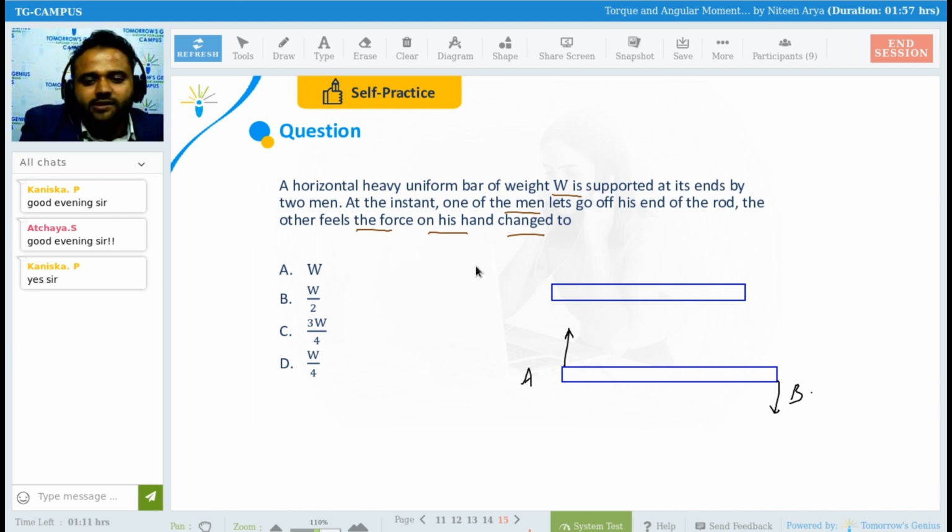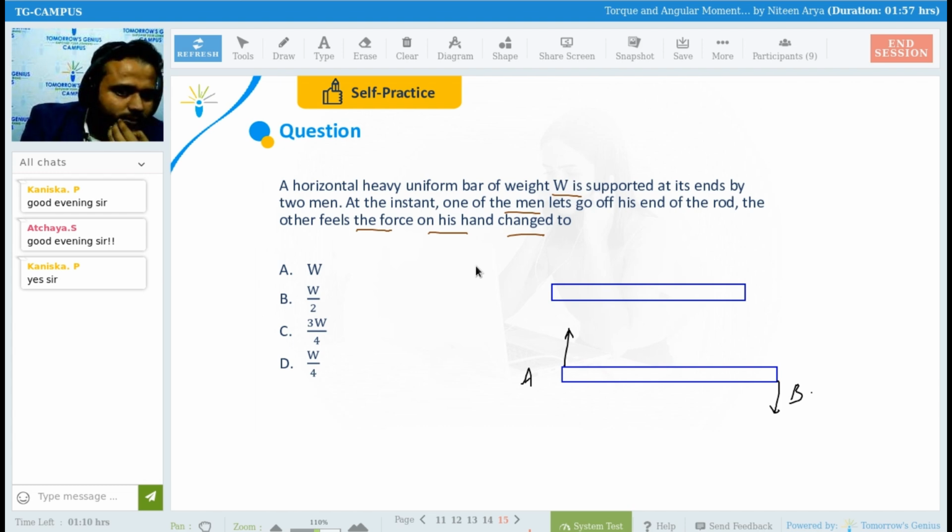Clear? So one of the men lets go of the rod, and the other feels the force on his hand. How much force does that person feel on his hand to overcome this? That you need to tell me. Is this clear? Two things you require here. The first is the initial and final case, and torque tau equals I alpha. In one sense, you need I.